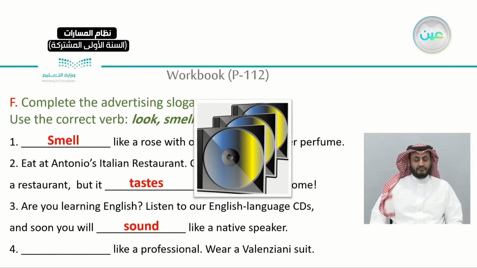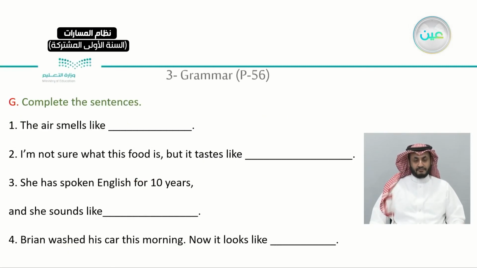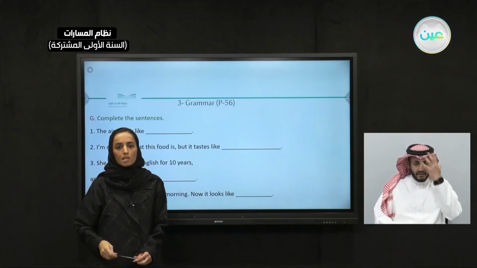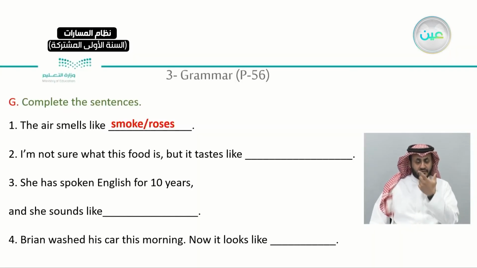Like professional, wear Valenciani suit. When you are wearing something, people will look at you, so look like professionals, as if you were a professional person. One more on page 56. Here, complete the sentences. And here, you will smell like, then you will smell like what? We can say smell like peanut. We don't have smell for that. The air smells like smoke when it is a bad smell, or it smells like roses.